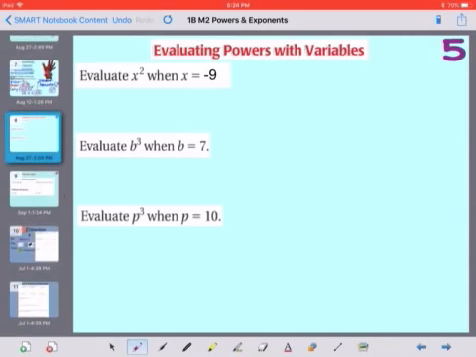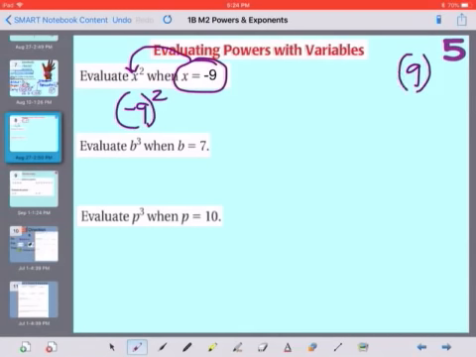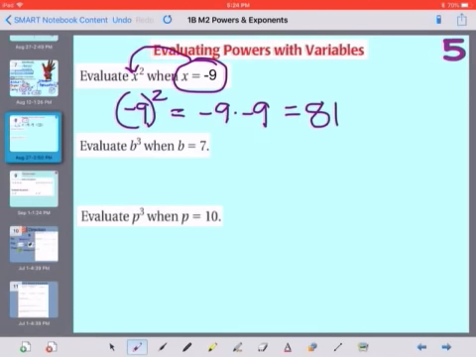Evaluating powers with variables. Variable, again, is a letter. So they're telling us to evaluate when x is negative 9. So anytime I see an x, I'm going to plug in negative 9. So x, that whole thing, is to the power of 2. So that's why I'm putting it in parentheses. x isn't just 9 squared, it's negative 9 squared. So we have negative 9 multiplied 2 times. Negative 9 times negative 9. We know two negatives multiply to make a positive. And use your multiplication table. 9 times 9 is 81.